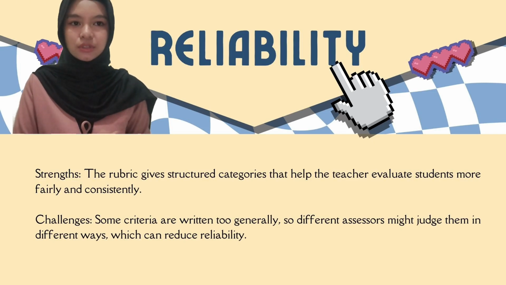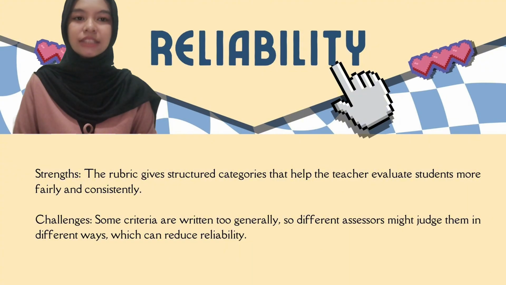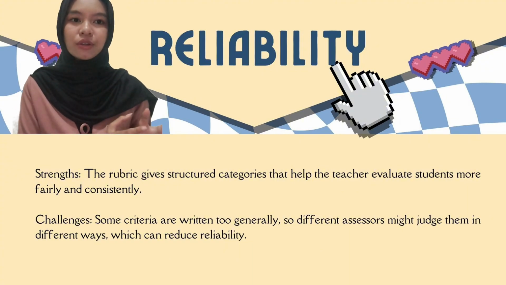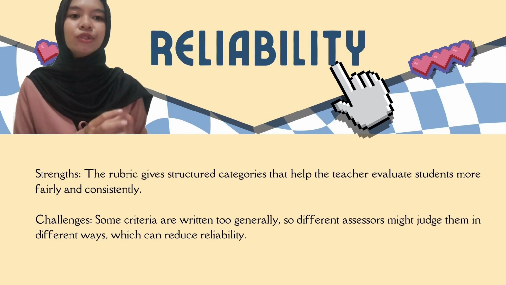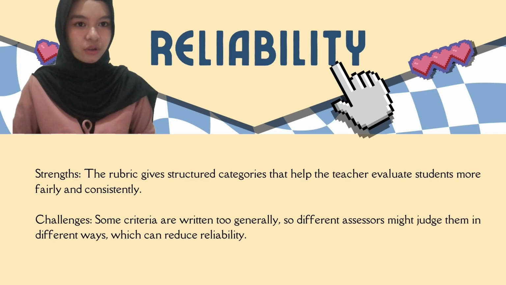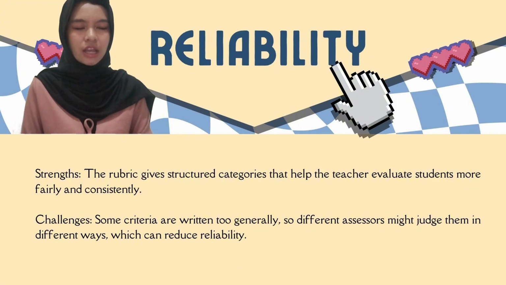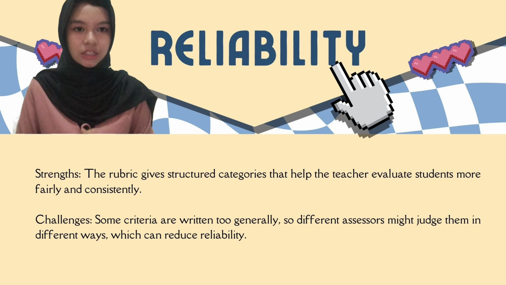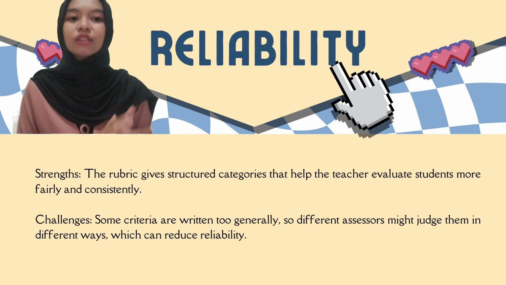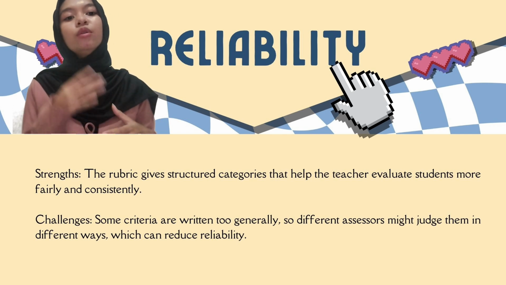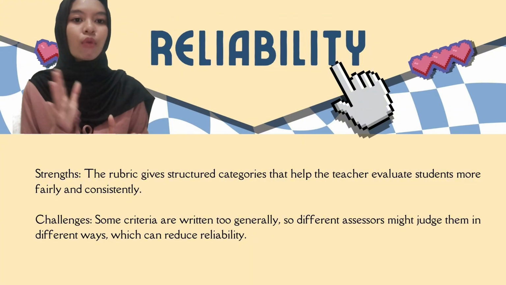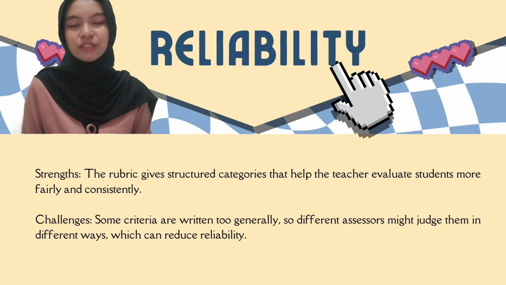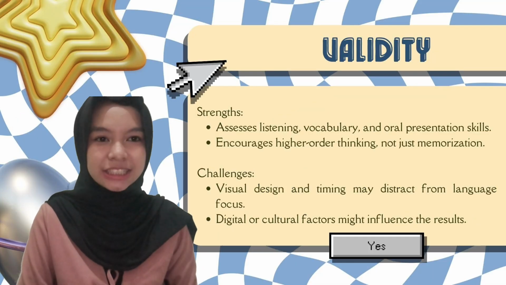However, some descriptors are too general. For instance, terms like clear explanation or good pronunciation can be interpreted differently by teachers, which may lead to inconsistent scoring. Without more detailed criteria or examples, students might also be unsure about expectations. Overall, the rubric supports reliability, but it would be stronger if the criteria were more specific and supported with examples to minimize subjectivity. Now let's move to validity.